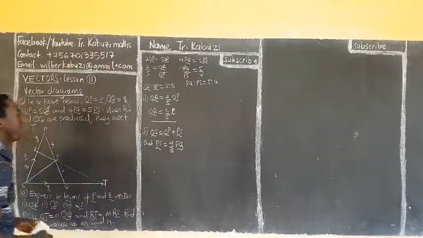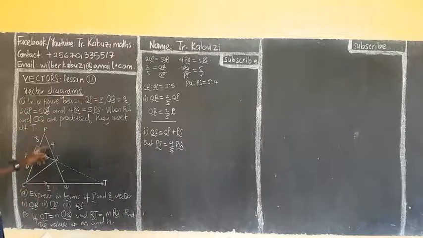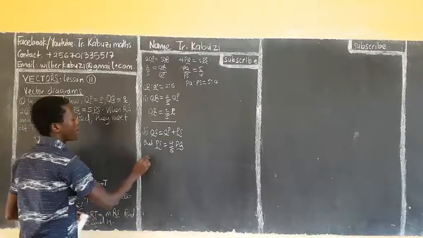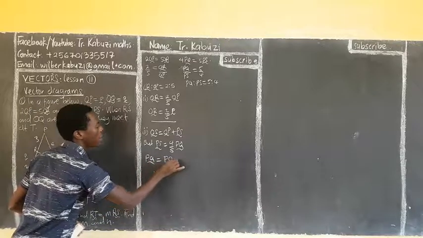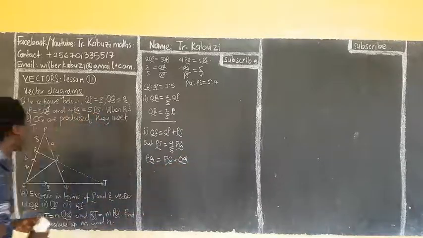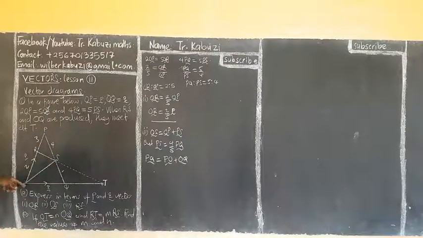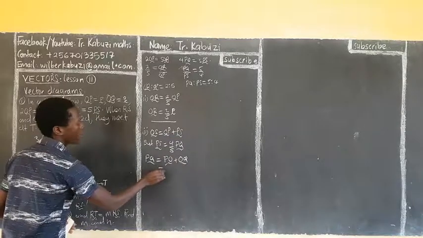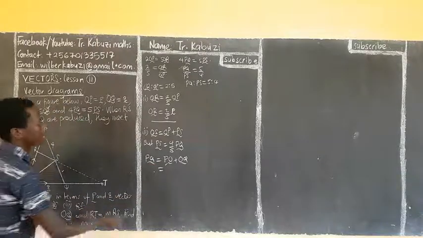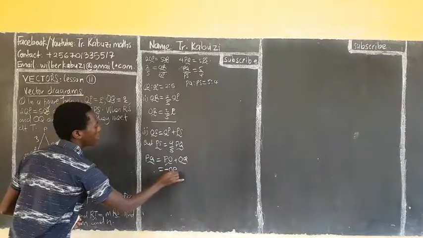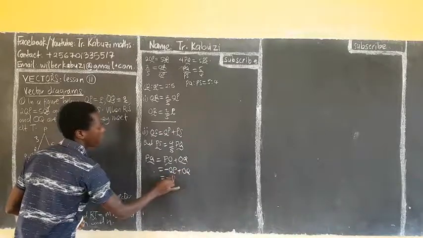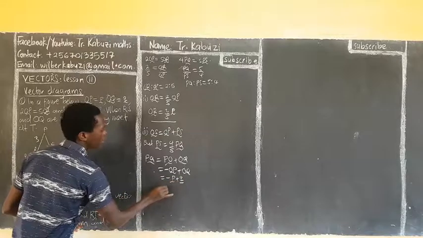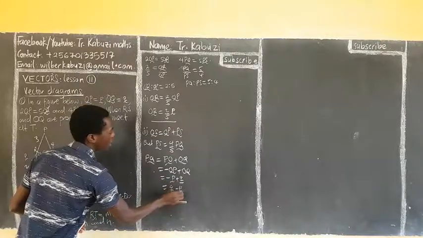Now it means we can get PQ first. How do we get PQ? It is very easy: PQ will be PO plus OQ. But you see that here we have changed the direction. So it's going to be the negative of the original OP, then OQ. This will be negative P plus Q, which is Q minus P.